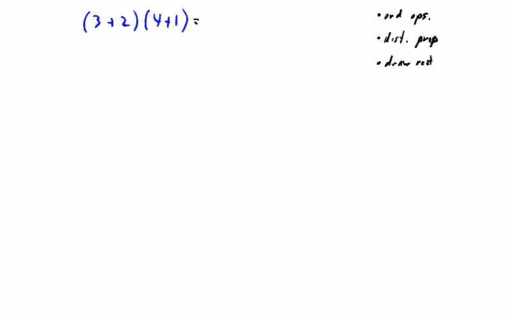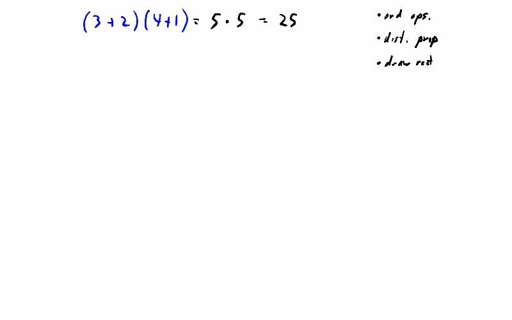So here is how we do it using order of operations. We do what is in parentheses first. So we add 3 plus 2 to get 5. Simultaneously, I could add what's in the second set of parentheses and get that 4 plus 1 is also 5. So now I multiply these factors together and get that 5 times 5 is 25.